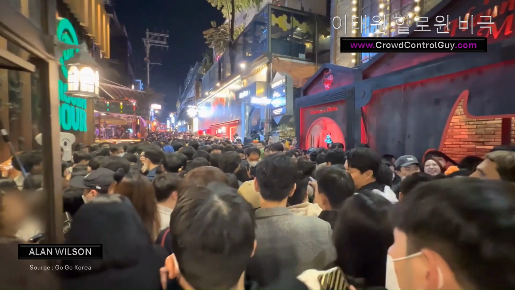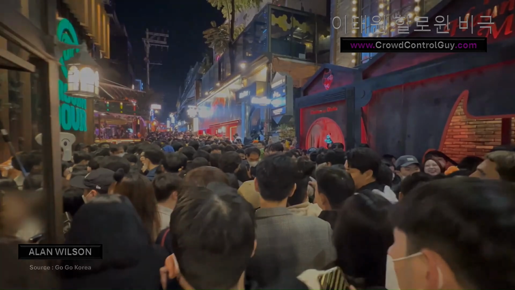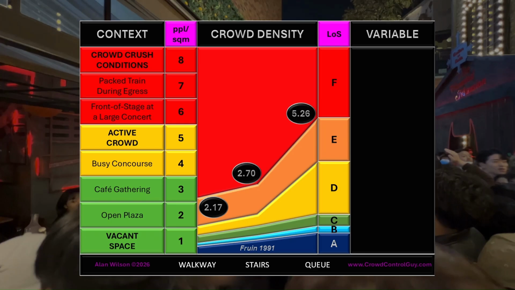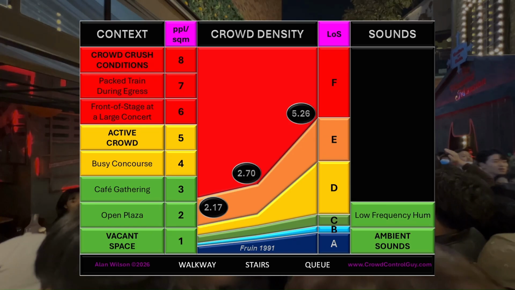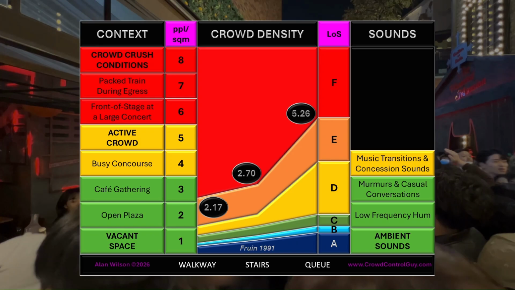Now you can examine crowd density using the second variable point of view, that of sound. The sound criteria will appear in the right-hand column. At 1 person per square meter or 0, you will only hear ambient sounds. The open plaza is a low-frequency hum. Crowd murmurs and casual conversations happen during the cafe-style gathering areas. You have the busy concourse, where music transitions and concession sounds are heard.